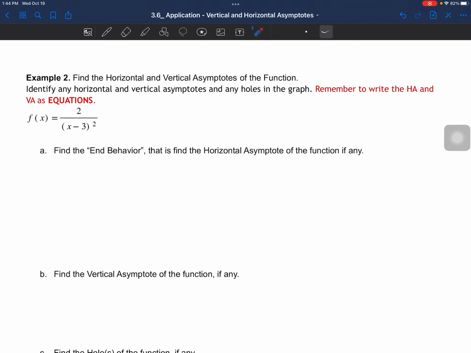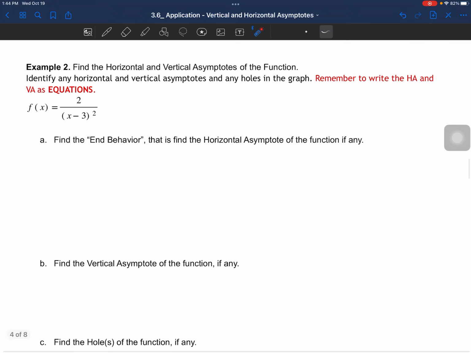All right, so class, we're gonna jump into example number 2. We're gonna find the horizontal asymptote, the vertical asymptote, and any holes in the graph. We haven't talked about holes yet, but we'll talk about this in this example. So let's jump in with the horizontal asymptote, and it's also known as the end behavior of the function. It's the end behavior because we're trying to figure out what is going on as x approaches infinity and what's going on as x approaches negative infinity, as you can see in my discovery example, in my intro video that I did for this section.